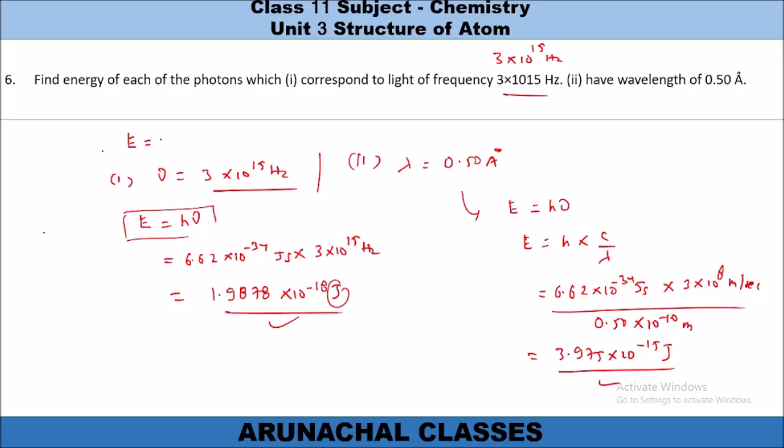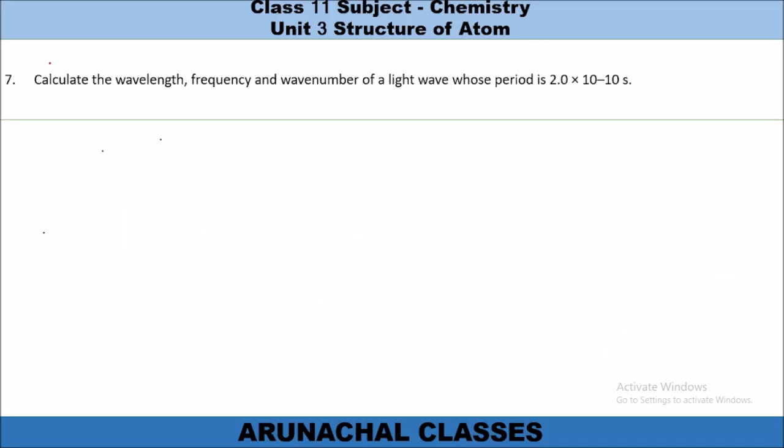Moving to question number 7. In question number 7 we have to calculate the wavelength, frequency and wave number, that is nu bar, for a light whose period is 2 into 10 power minus 10 second. So here the time period is given.